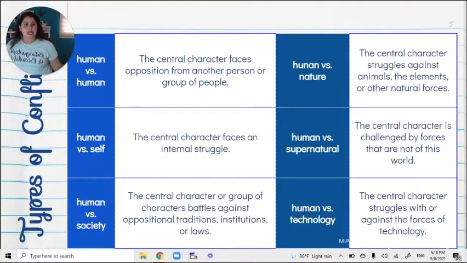Human versus supernatural, where my central character is challenged by forces that are not of this world. Human versus society, where my central character or a group of characters battle against traditions, institutions, the law, things like that. Human versus technology is when my central character struggles with or against the forces of technology. This is also called human versus machine. If you notice, I did not put man versus anything, because I think that we can be a little bit more inclusive in literature when it comes to this. So it's the same thing.